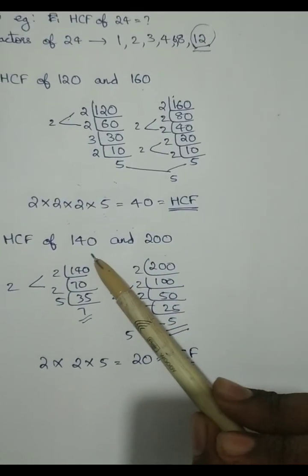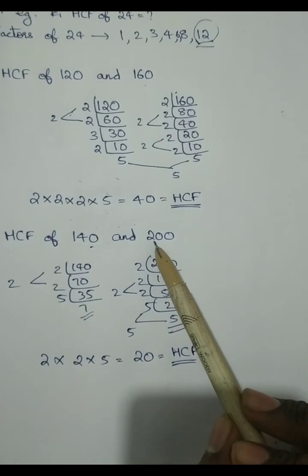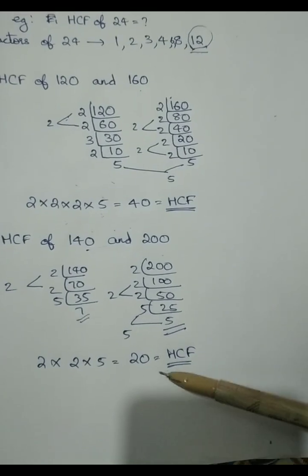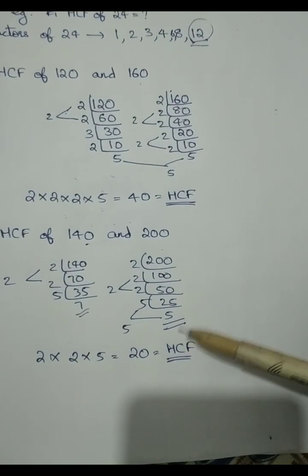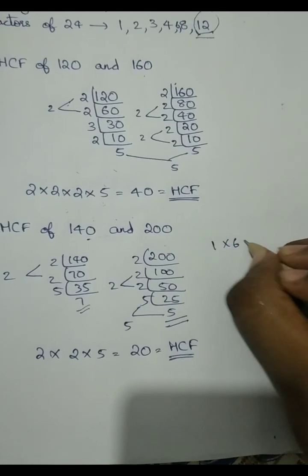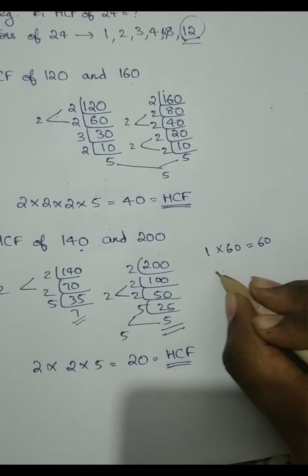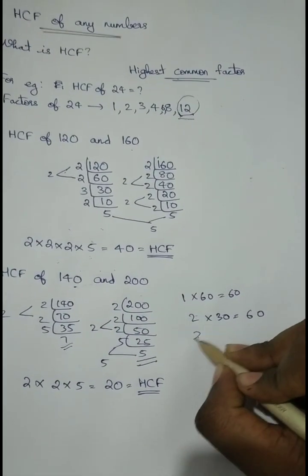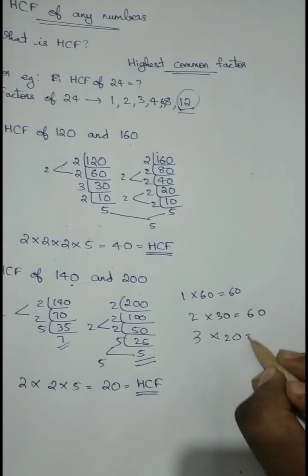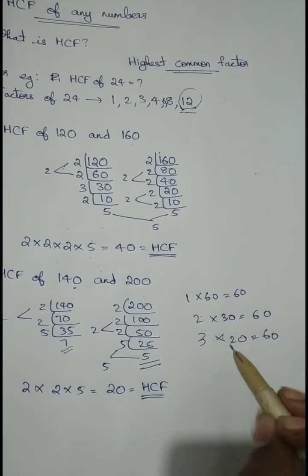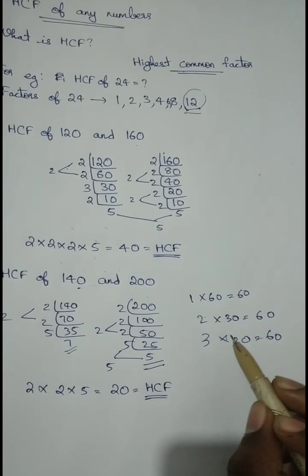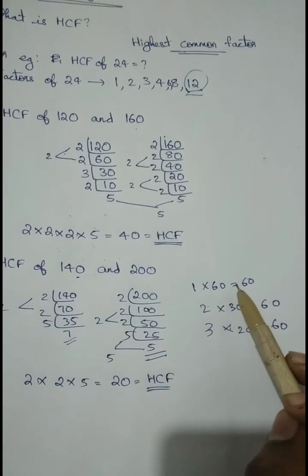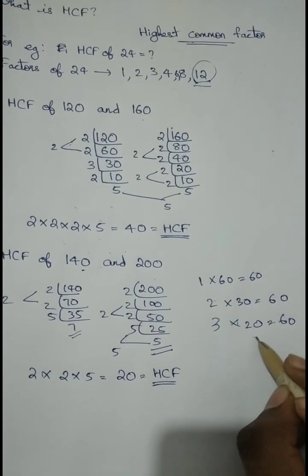When we take the difference here, 600 minus 140 would be 60. When we look at that, 1 into 60 is equal to 60, 2 into 30 is equal to 60, and 3 into 20 is equal to 60, and the HCF is a factor of the difference. It's 60, and the factor of that 60 is 20.